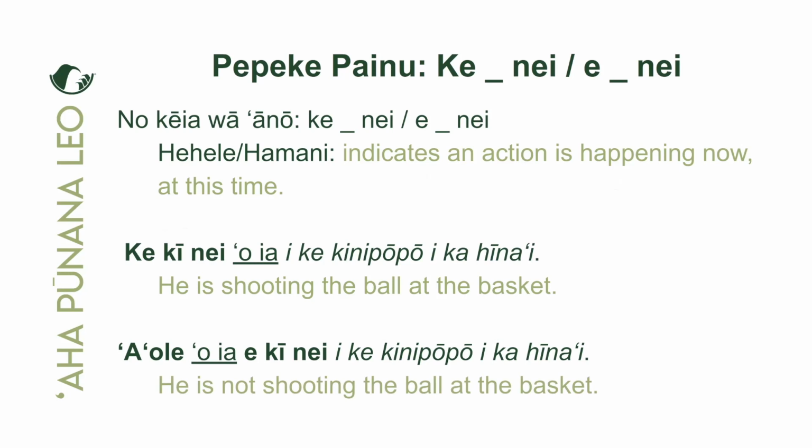Okay, again, ki means to shoot. In this case, we're talking about a basketball, and the basketball is being shot at or to the hina'i, which is the basket. Ke kine oya I ke kini popo I ka hina'i, a ole oya e kine I ke kini popo I ka hina'i. Mai kai. Oya, no leila, another form of kene and the negative form ane.